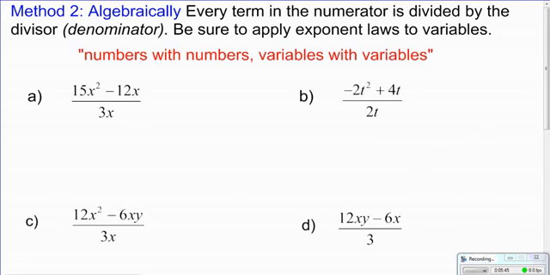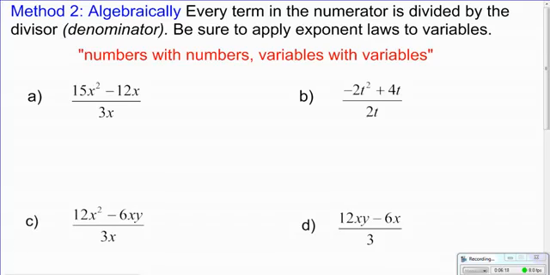Okay, so of course there's a way without building and drawing that we can try. It says every term in the numerator is divided by the denominator, the divisor. Be sure to apply the exponent laws properly to variables. When you're dividing the same variable, the same base, we subtract the exponents. So making sure that we do that, and keeping in mind numbers with numbers, variables with variables. Each term in the numerator is divided.